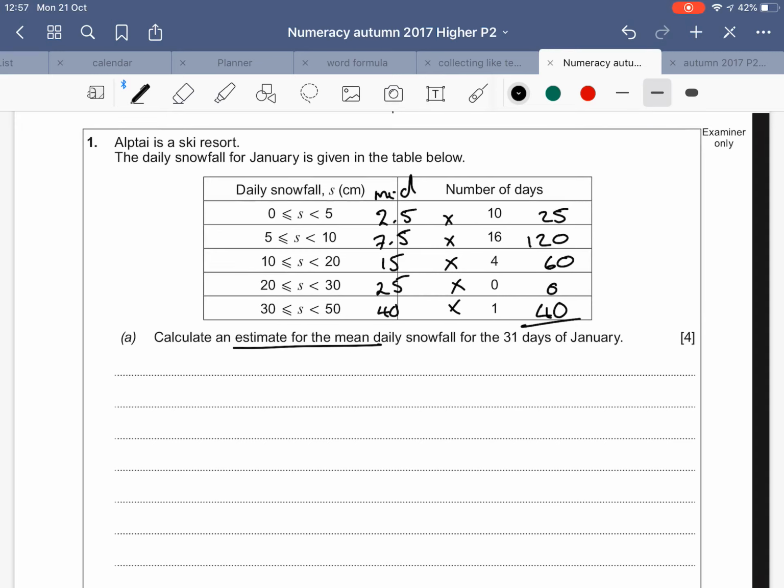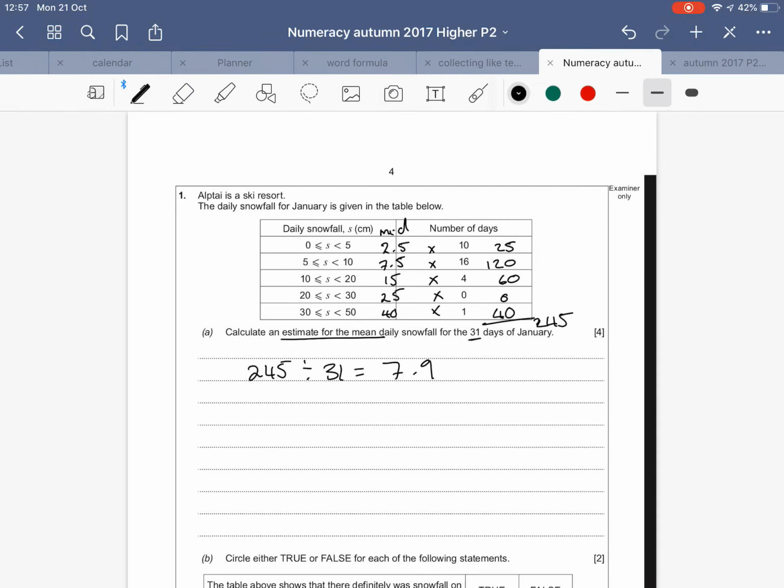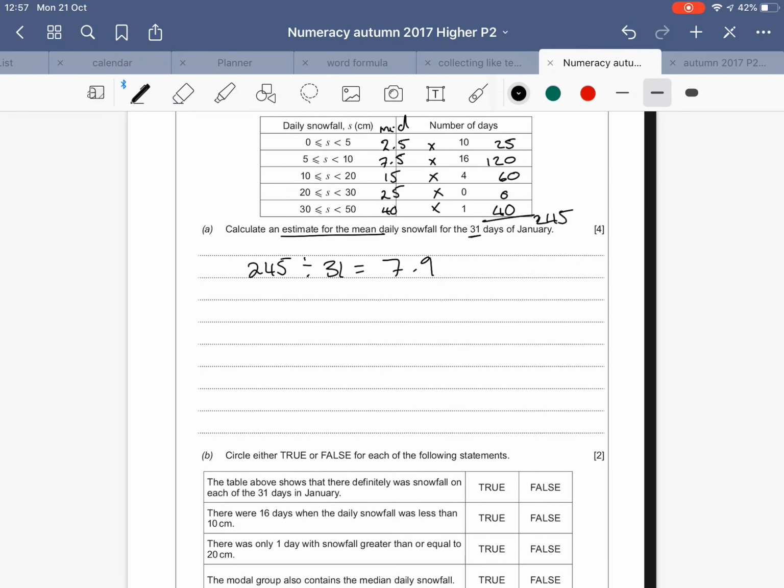So then we add all those up and we get 245. So we add them all up, 245 divided by our total frequency, which is 31 days, and we should get 7.9. So a nice easy question to start with. We should know how to do that by now.